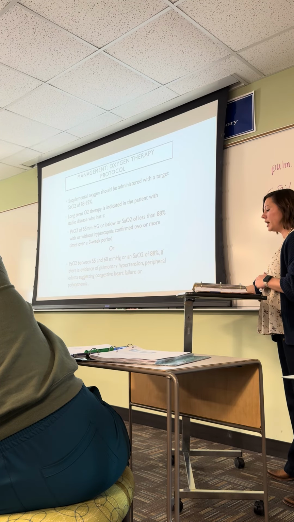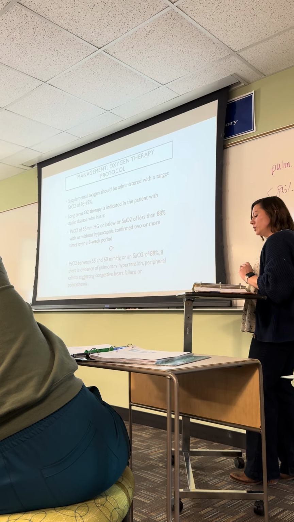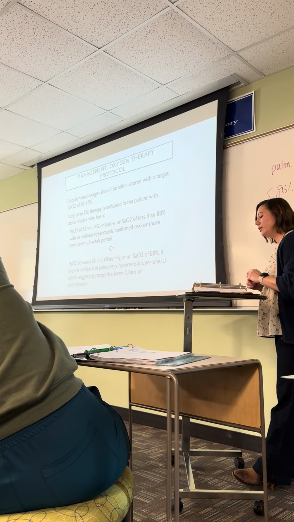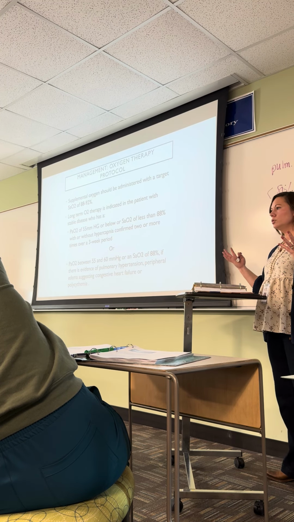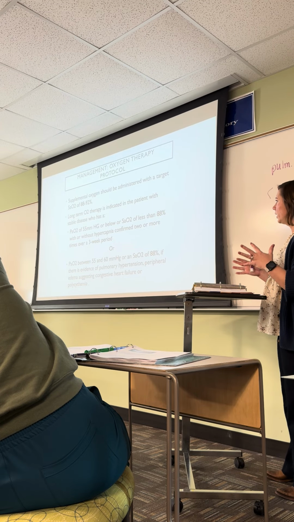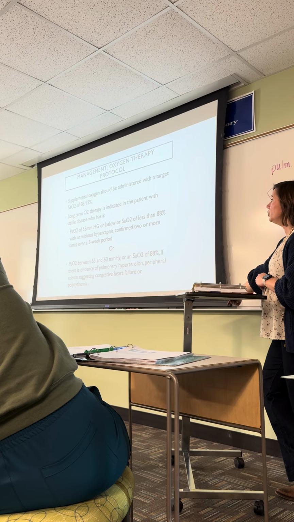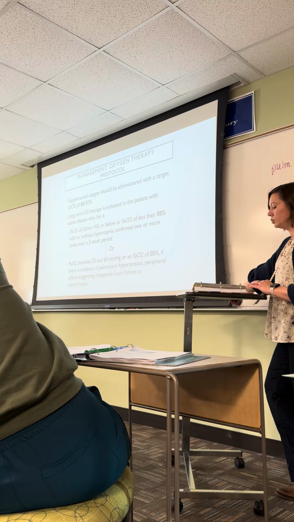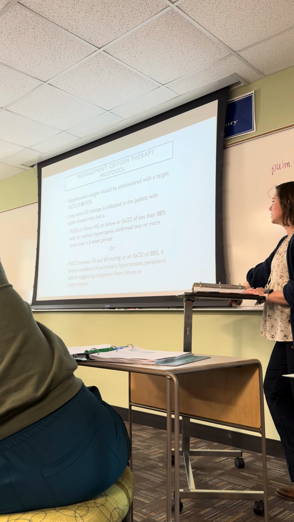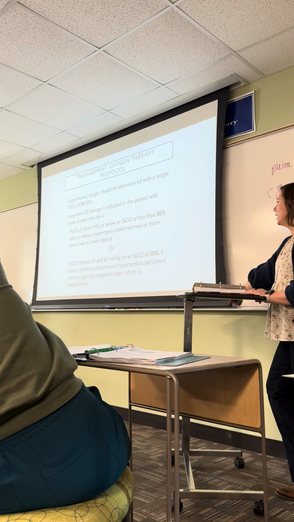We can also provide oxygen, right? Sometimes they will need supplemental O2, and really we're targeting 88 to 92. We're not wanting them to be at 95 to 100, right? That's not really where they live. So long-term O2 is indicated in the patient with stable disease who has a PaO2 of 55 or below, or saturations of less than 88%, with or without hypercapnia.